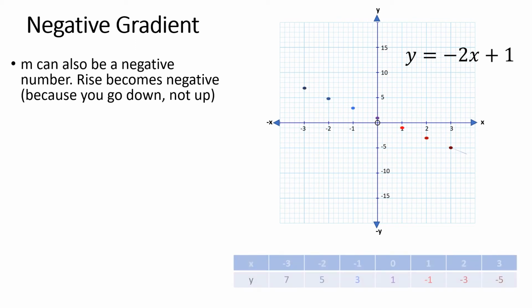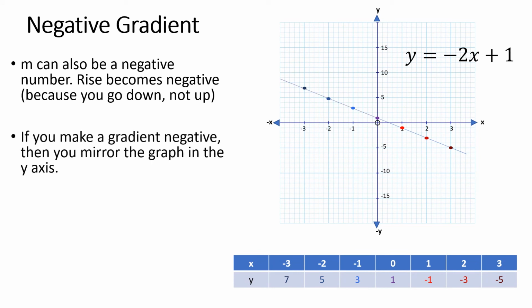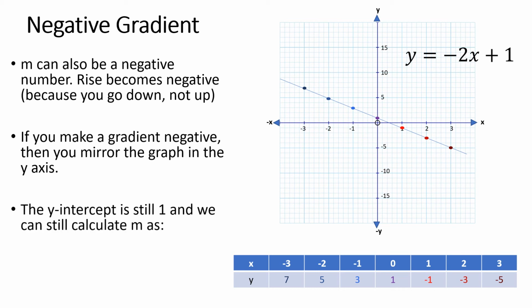Let's look at that line now. Here we are. And you can see that if you make a gradient negative, then you mirror the graph in the y-axis because anything on the negative x is going to give you the same result as you would have found on the positive x if m were a positive number. The y-intercept is still 1 because c is still plus 1.